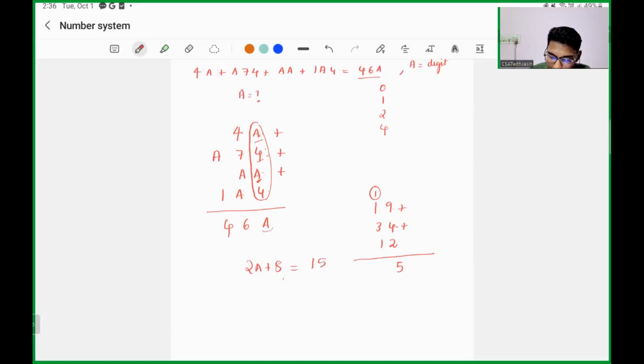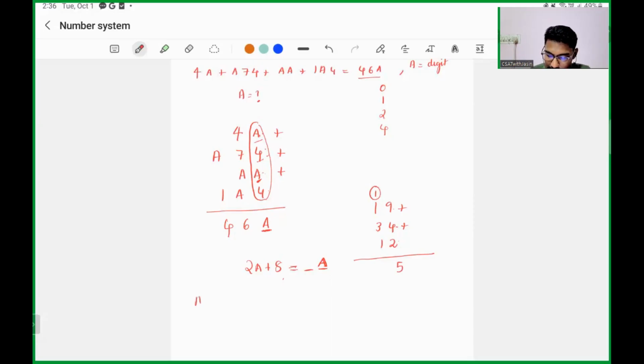So what will you write here? You will write only 5 here and carry 1 forward. This is the way you do addition, right? But what do we need to get here? We need to get A itself here. So 2A plus 8, let's say we get a 2-digit value, but in the unit digit you need to get A itself. So now you can actually substitute the options.